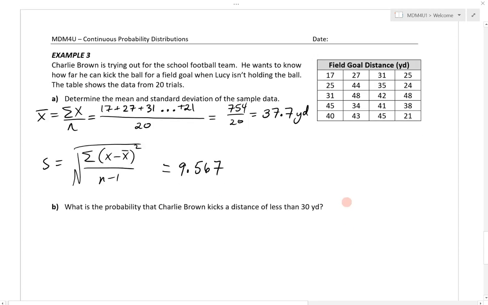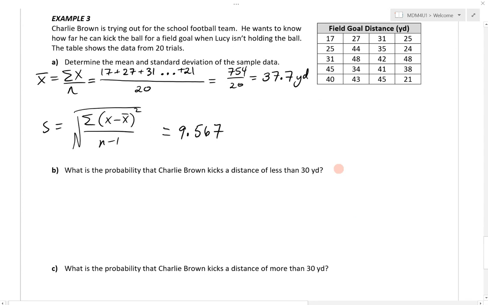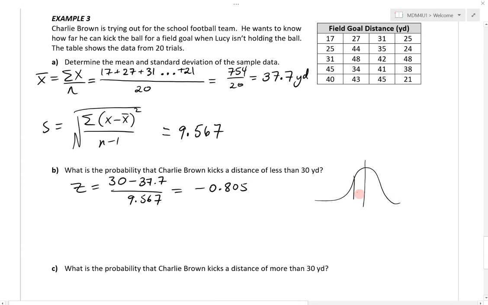So then, part B, what is the probability that Charlie Brown kicks a distance of less than 30 yards? For 30 yards on our standard normal distribution, the z-score would be 30 minus 37.7 divided by 9.567, which is negative 0.805. So that's almost a full standard deviation below the mean value. Here's my bell-shaped curve, and we're around here somewhere. Okay, z equals negative 0.805.